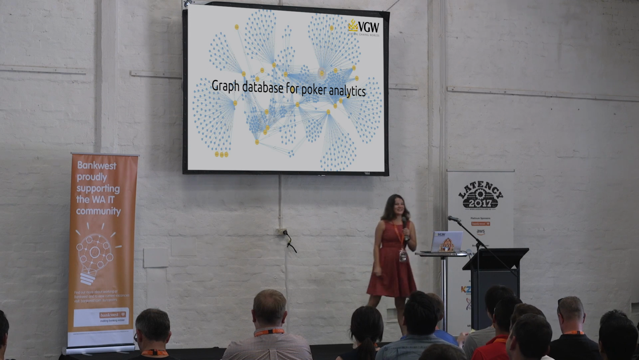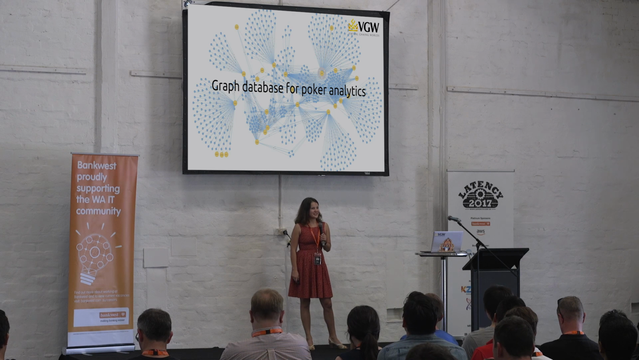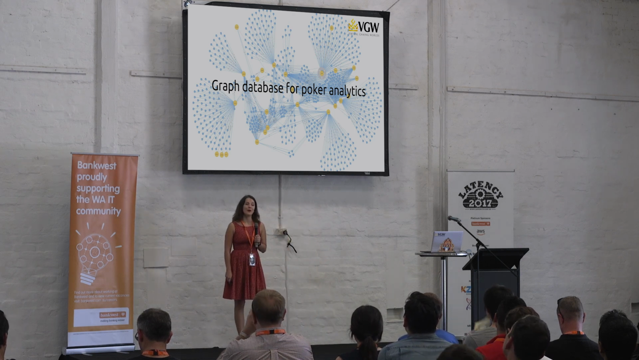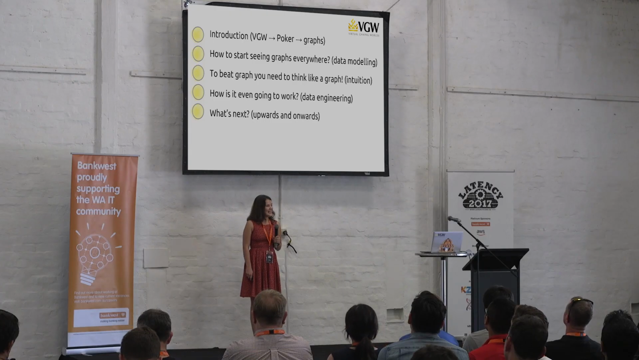Okay, so if we can learn that much about Game of Thrones, what sort of interactions and what sort of fights between kingdoms can we pick up in poker? Let's go. Let me first introduce VGW, myself, poker, and graph databases. Then we'll move on to data modeling with a bit of intuition on how a graph database operates. And then we'll continue with data engineering, and we'll wrap up with future direction.